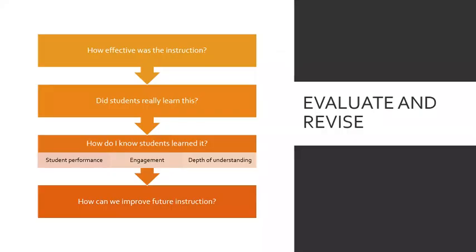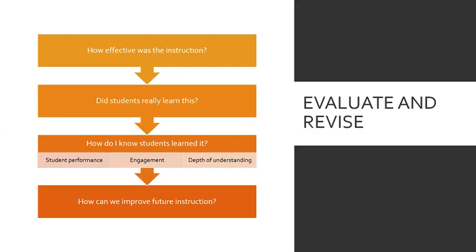The final stage is evaluate and revise. It is critical for educators to evaluate the effectiveness of instruction and plan improvements for the future. There are multiple types of information educators can use to evaluate instruction. The most obvious evaluation will be an analysis of students' performance. Then, we determine how effective the instruction was based on that performance. Did our students have the appropriate access?